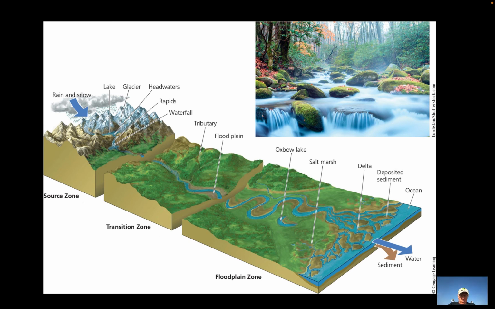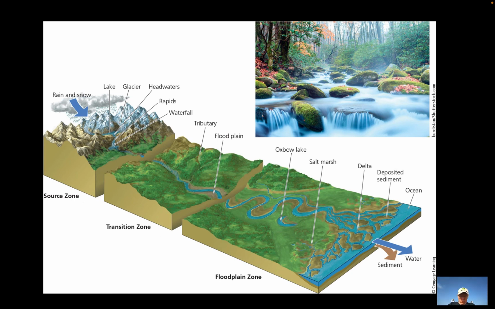And when you're talking about the source zone, you're talking about where the water comes from, of course, and you're talking about waters that are going to be high in dissolved oxygen, and they're going to start flowing from there down to the transition zones. Transition zones is the middle area, right? So in the middle area, you have a little bit of floodplains going on, but down at the bottom is where you have the delta in the floodplain zone.